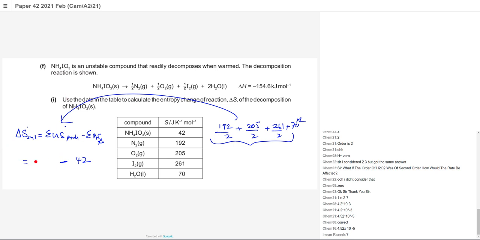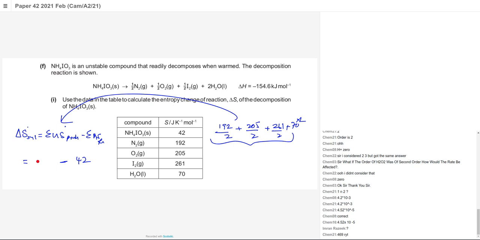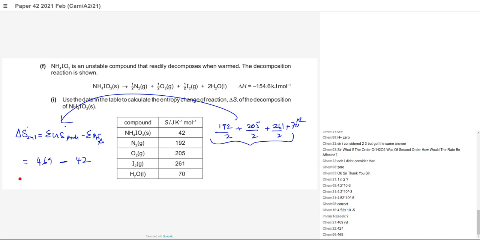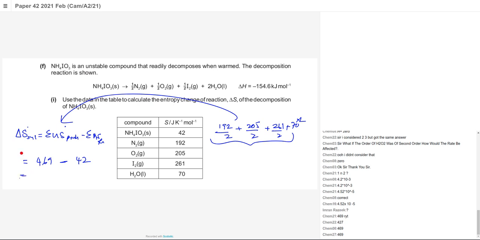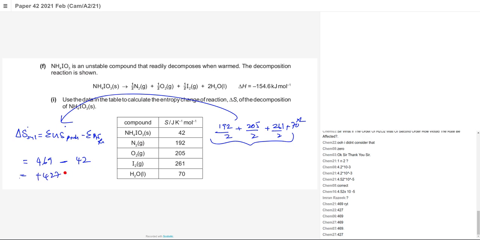Products entropy is 469, all positive, correct? Then the final is what? 469 minus 42 is 427, which is plus 427 joules per Kelvin per mole, the system entropy. Got it?